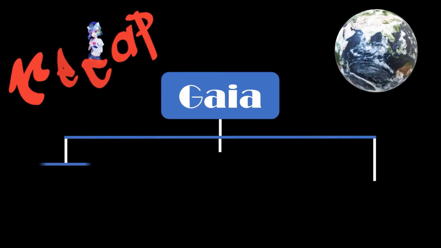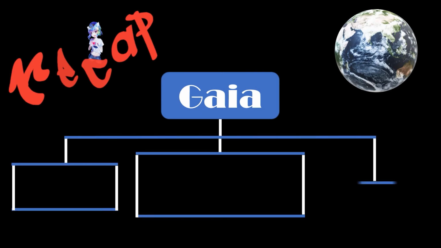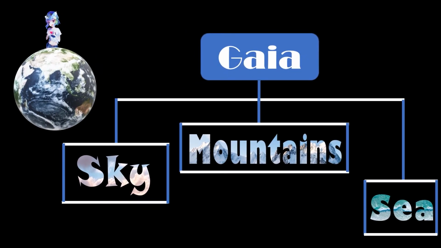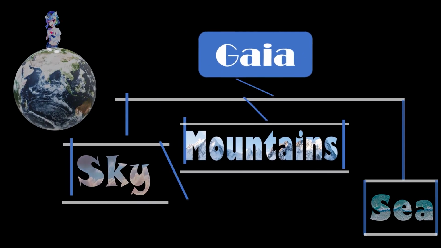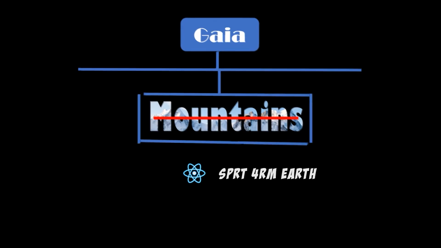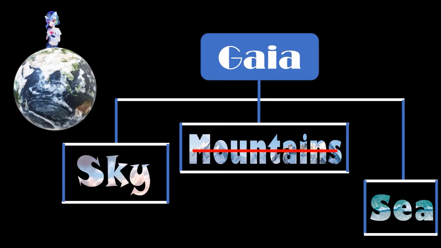Alright, let's recap. Earth self-produced three children she named Sky, Mountains, and Sea. Here's the scoop on that. It was a popular belief back then that the mountains were something separate from the Earth. Pretty much all we have for that one.